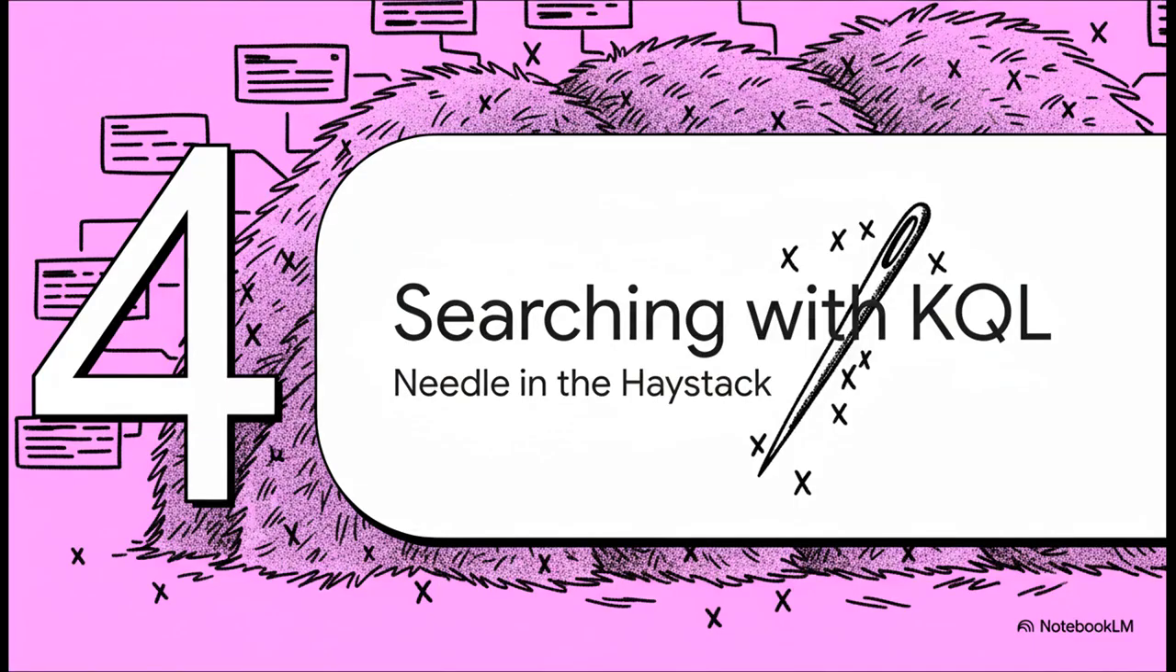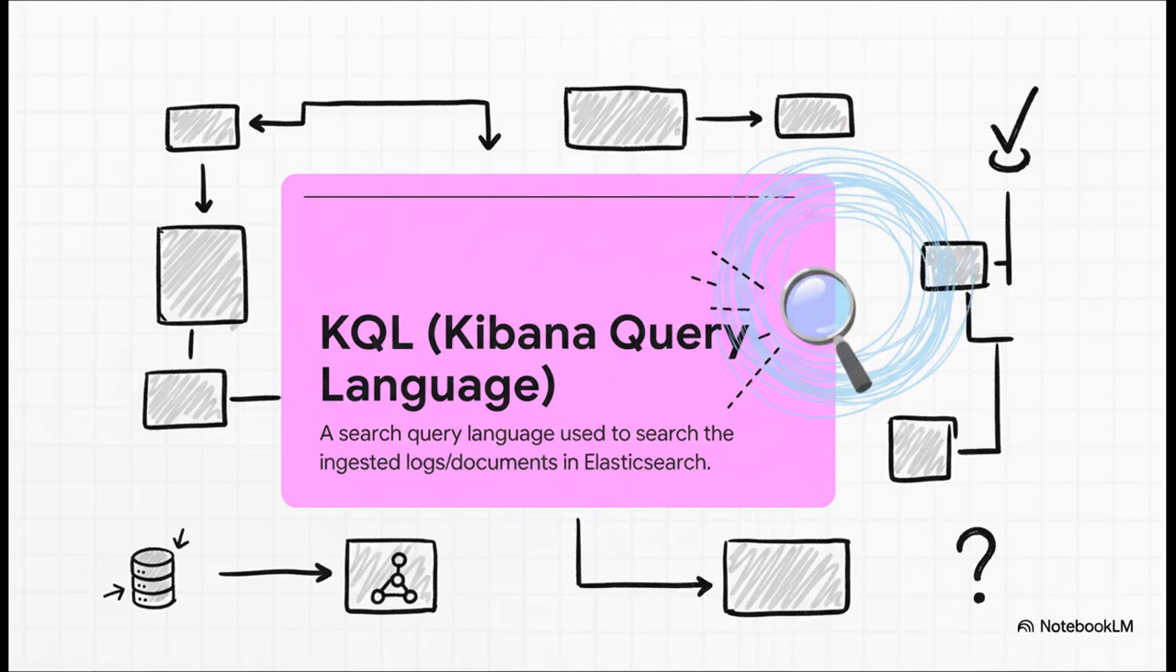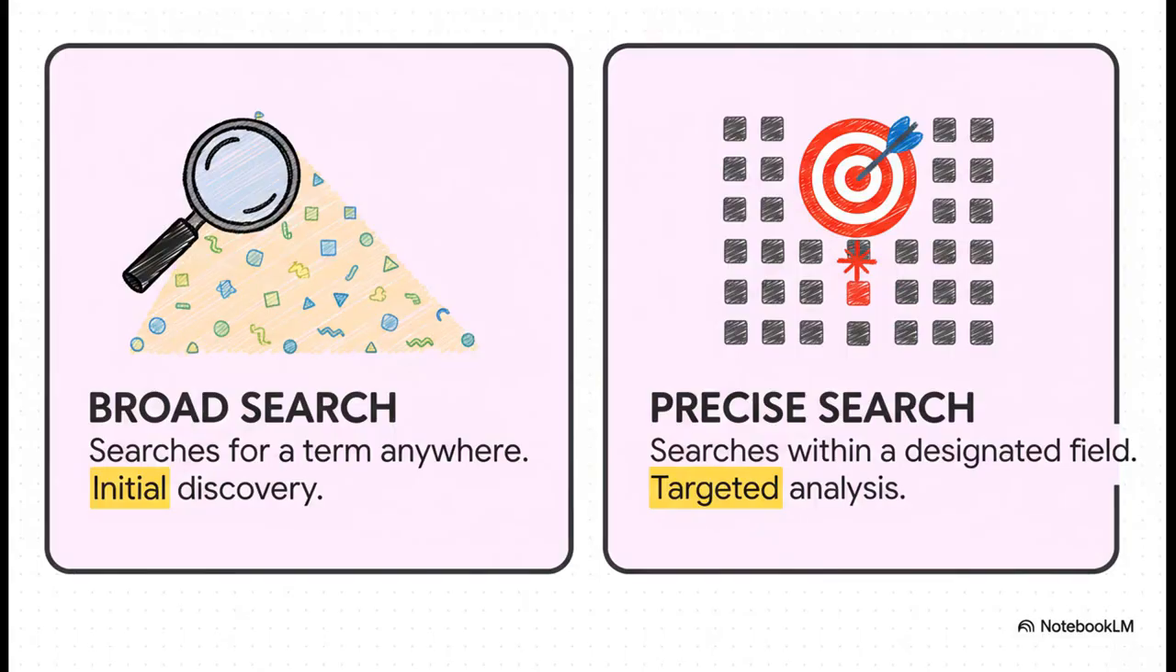Now, to find those specific events, the needle in the haystack, you need to speak the right language. And in Kibana, that language is KQL. KQL lets you do everything from a super simple text search to really complex field-specific queries. It's how you ask questions of your data. You've basically got 2 main ways to go about it. You can do a broad free text search to find any mention of a term, or you can get really precise with a field-based search for those deep dive investigations.